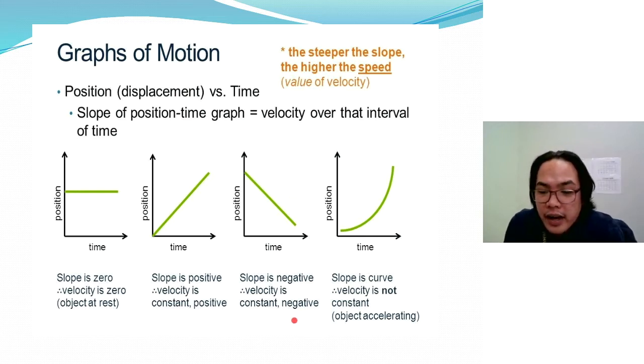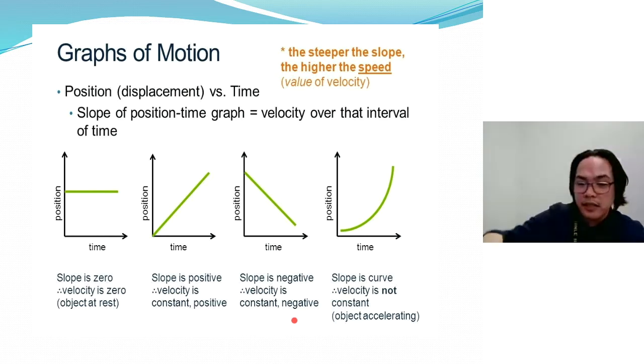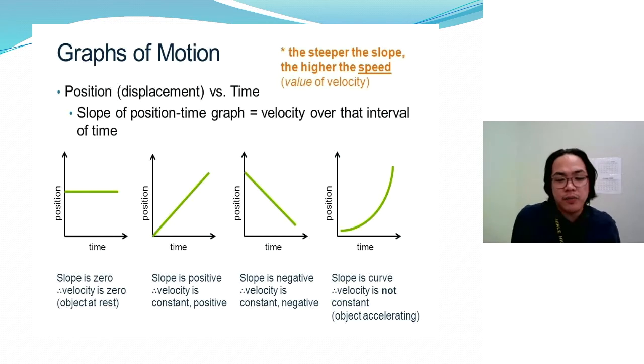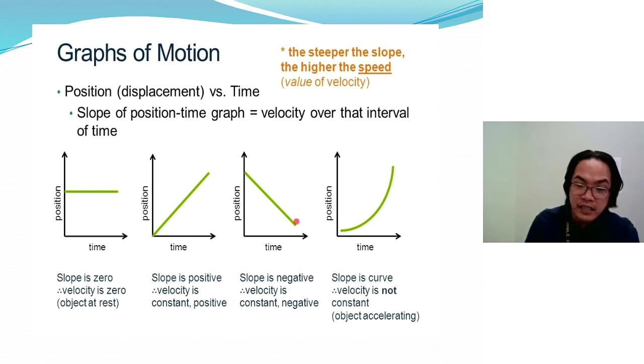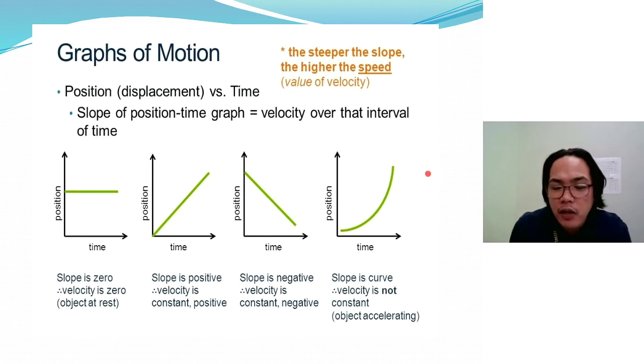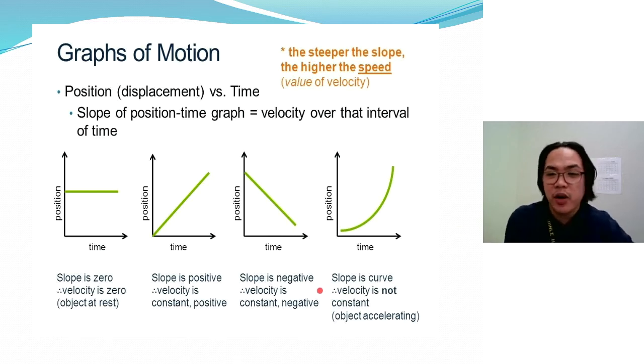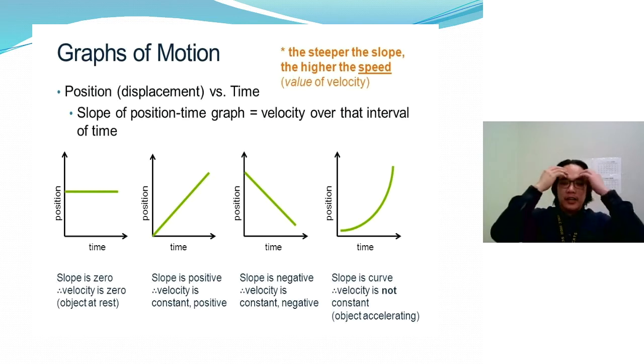For the third diagram, the slope here is negative. So it's opposite to your positive, it's going back. Your slope there is negative, which means your velocity is negative, but constant because the line is straight. However, the fourth diagram shows a curved line. If the slope is curved, that means velocity is not constant, which means the object is accelerating or changing its velocity from time to time. It could also be like this. Sometimes it's like that, and others like this. Still, that is changing velocity. So your velocity there will not be the same all throughout the journey. So focus on that, familiarize.